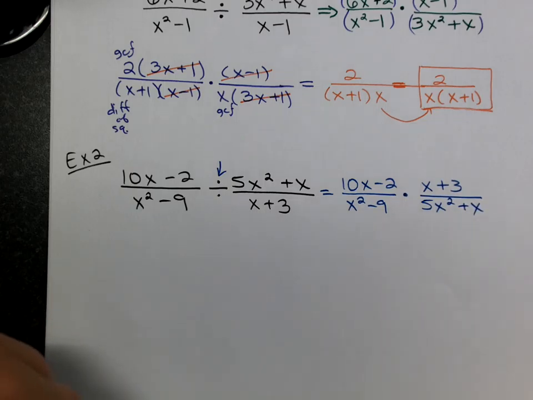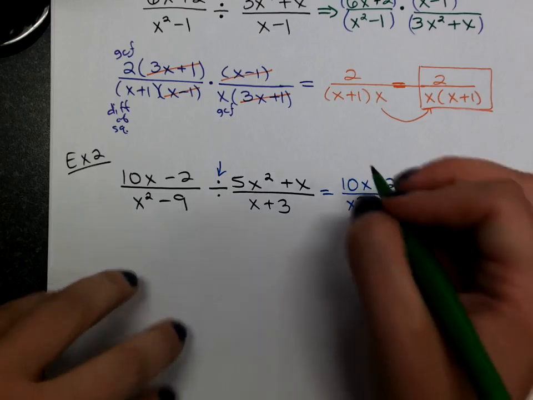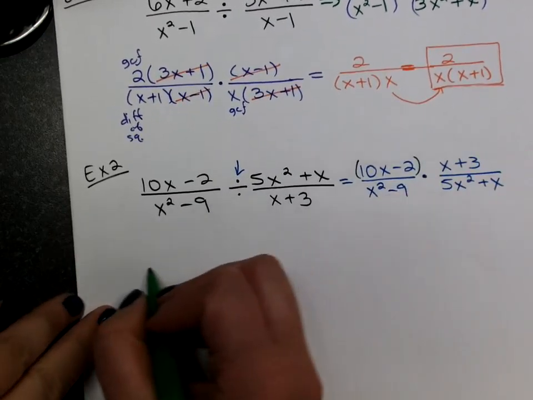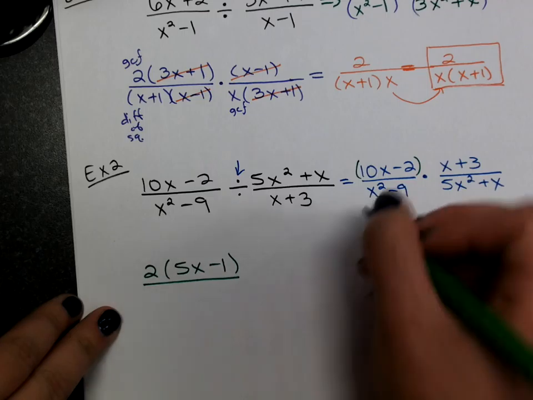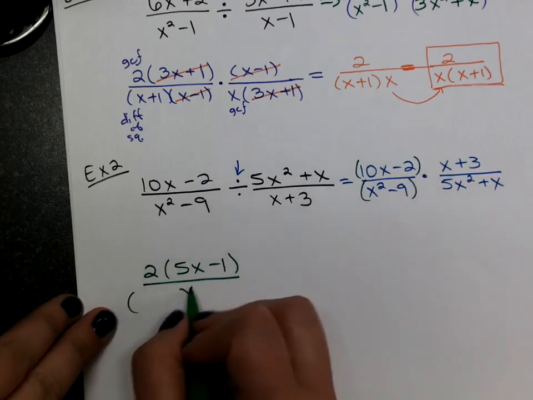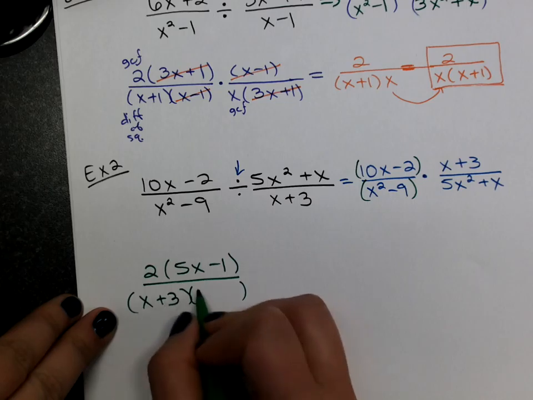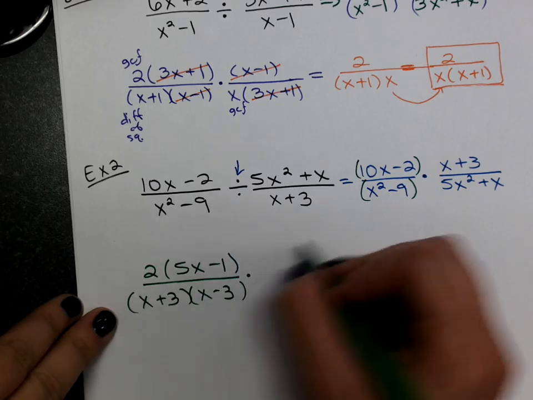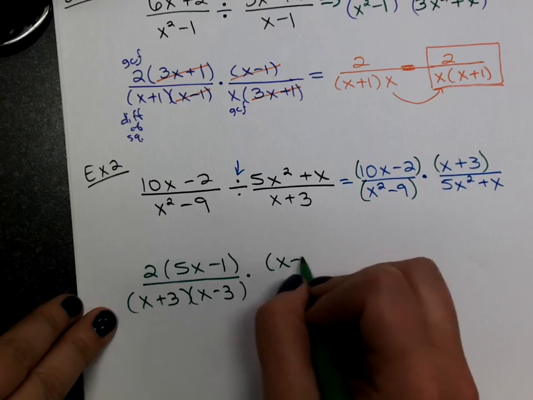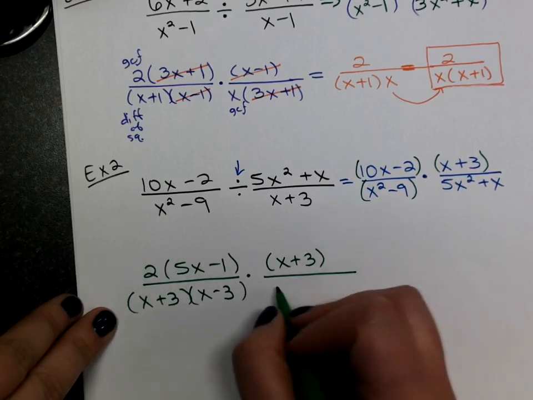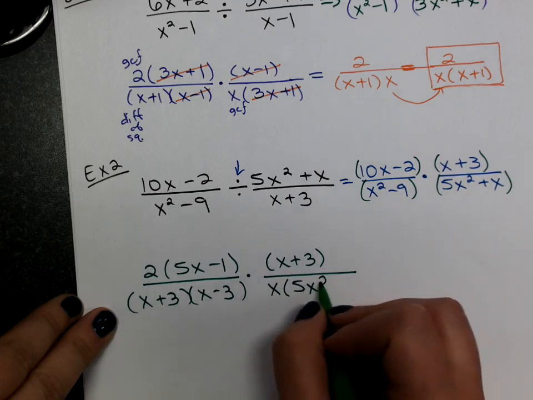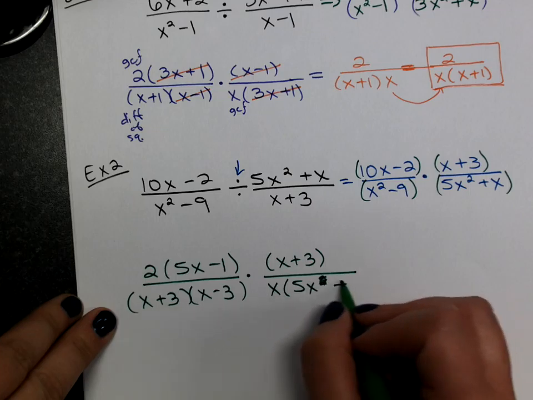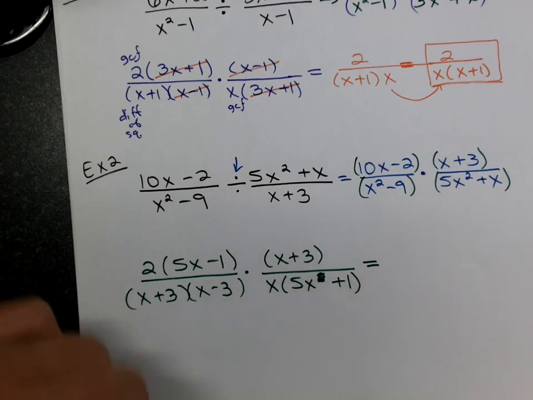So flip first. Now we're going to look at each part. 10x - 2 has a GCF of 2. That leaves 5x - 1. x² - 9 is the difference of squares, (x + 3)(x - 3). The x + 3 on the top of the second one, we're just going to leave in parentheses. And then 5x² + x has a GCF of x, and then we have 5x + 1. Then we get to cross stuff out.